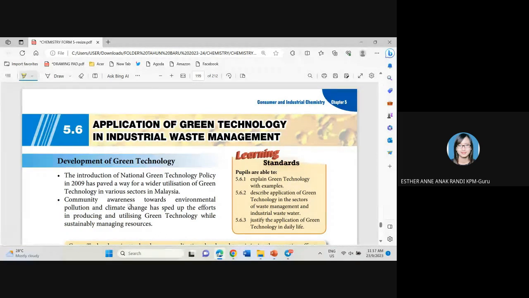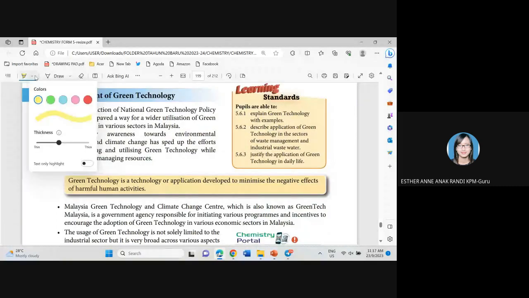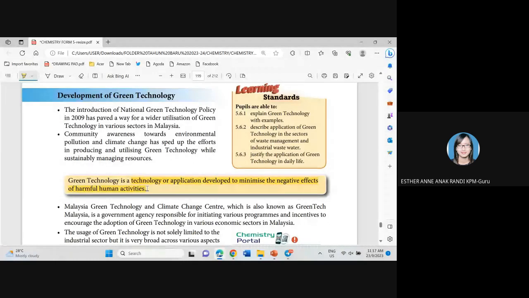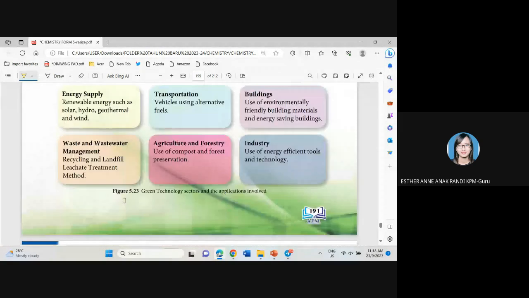So you buka pipe, okay. So this is one of the thing you have to remember lah. Okay, as usual, all the definition are necessary to remember. So green technology is basically a technology or application developed to minimize the negative effects of harmful human activities. So anything we do to minimize the negative effect, okay, all the technology, we call it green technology. So these are the uses of green technology in several sectors.